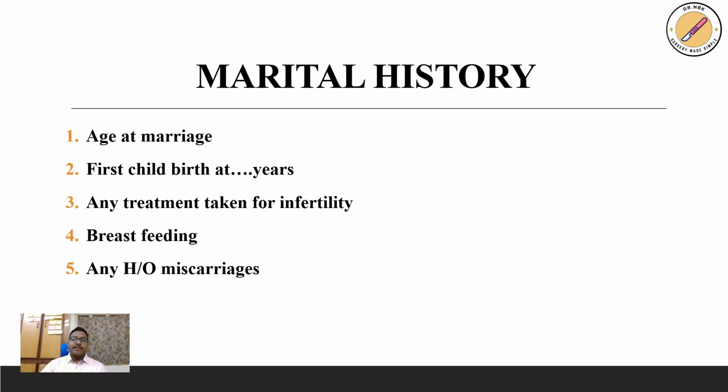Okay, then marital history. It is more important again in case of thyroid and breast lump. So we will be asking about age at marriage, age of the patient at first child, then if there is infertility, whether any treatment has been taken, and how breastfeeding was given to the babies, for how many months, etc. It is more important in case of breast lump, and whether there is any history of miscarriages. Again, it is more important in case of thyroid or even breast lump.